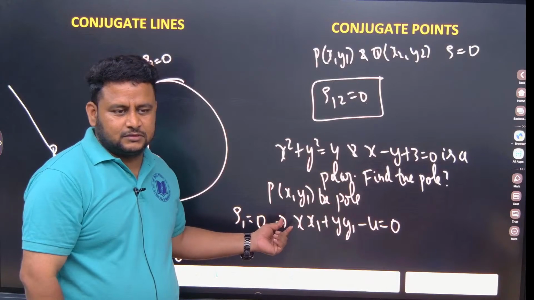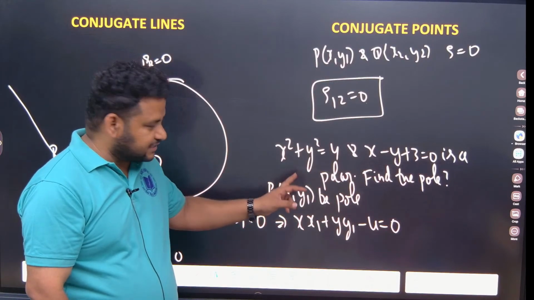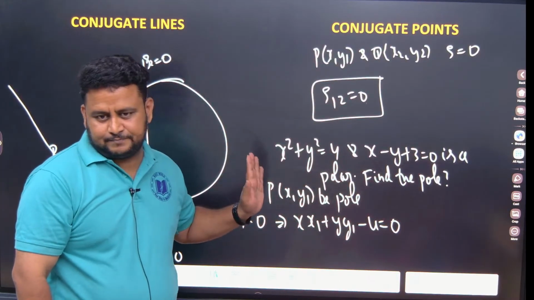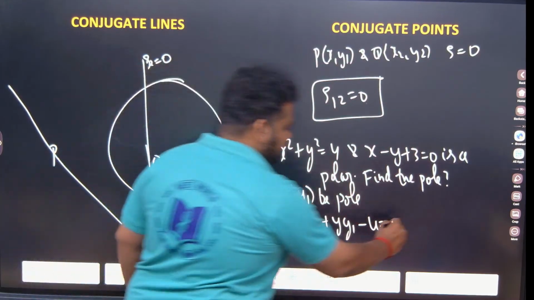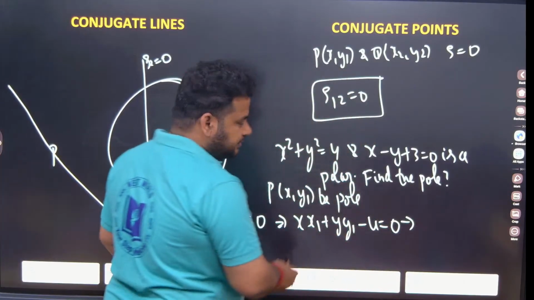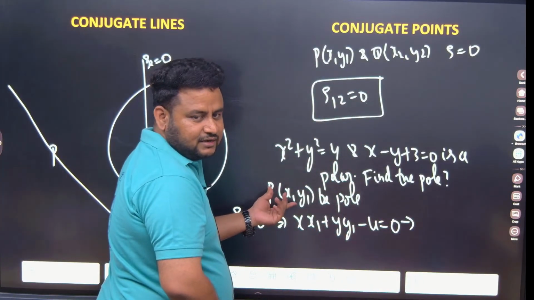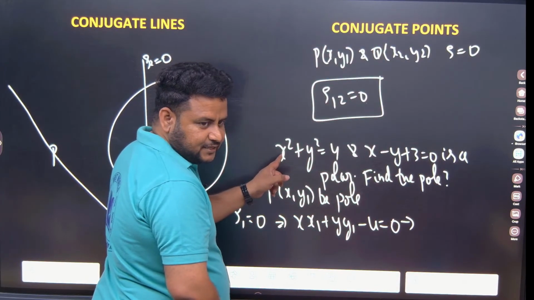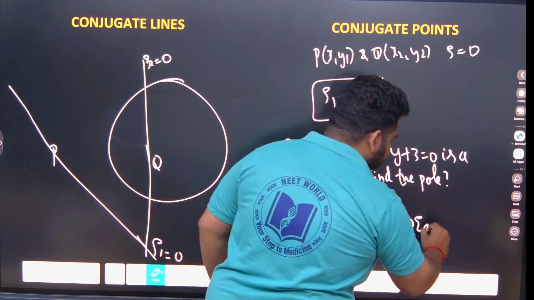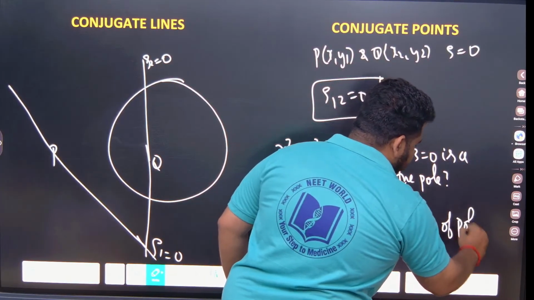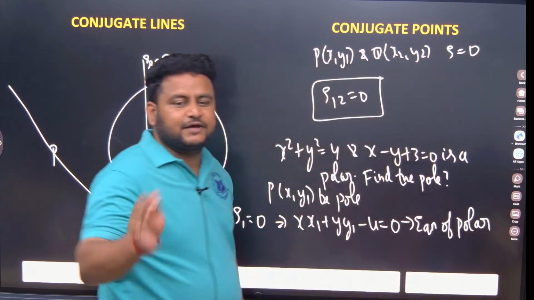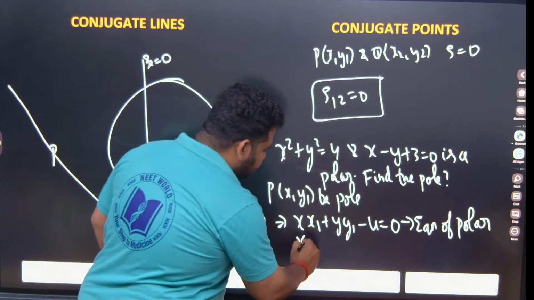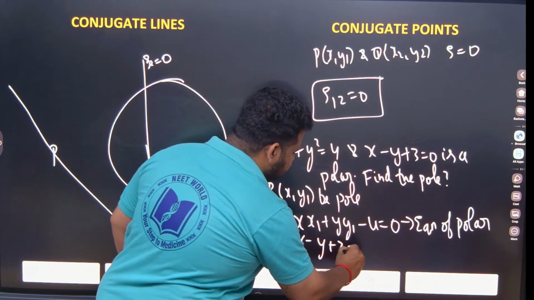So S1 is equal to 0 for the given circle. What I wrote now, S1 is equal to 0, is the equation of the polar when the pole is given. But the pole is not given, so I have taken the pole as x1, y1. So I wrote the equation of the polar as S1 is equal to 0 for the given circle. Correct? Equation of polar. But already they have given the equation of the polar. What is that equation? x minus y plus 3 is equal to 0.